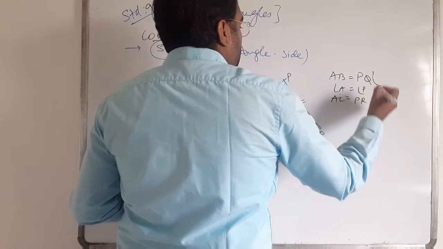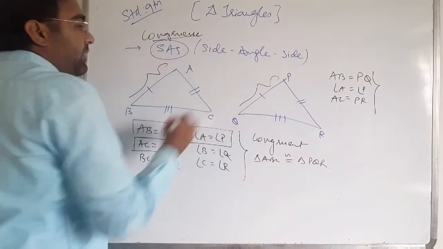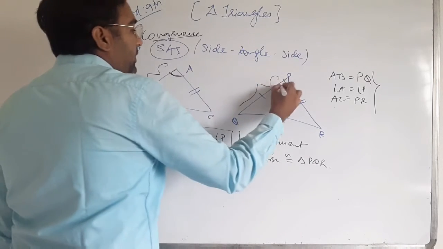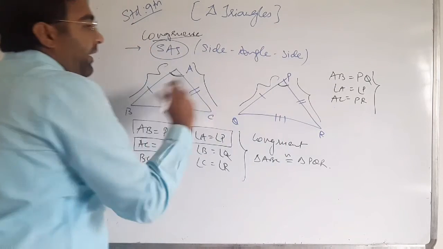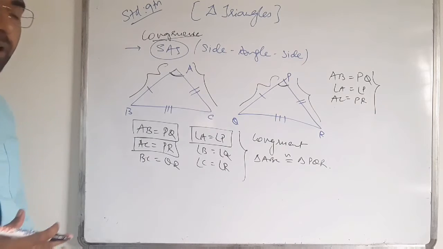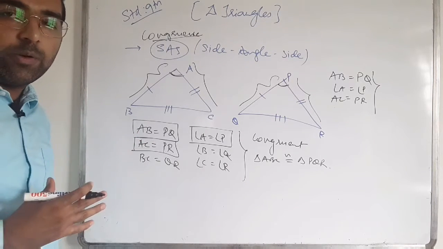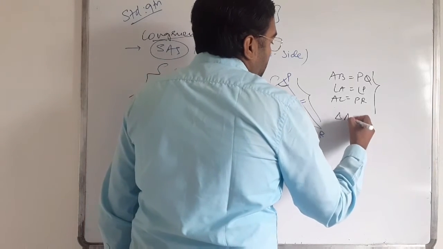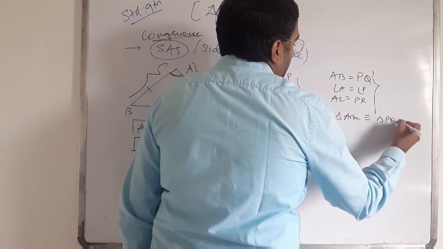So here one side of the triangle, one angle of both triangles, and another side of both triangles are equal. So we have to write that both triangles are congruent. Using this we say that triangle ABC is congruent to triangle PQR.